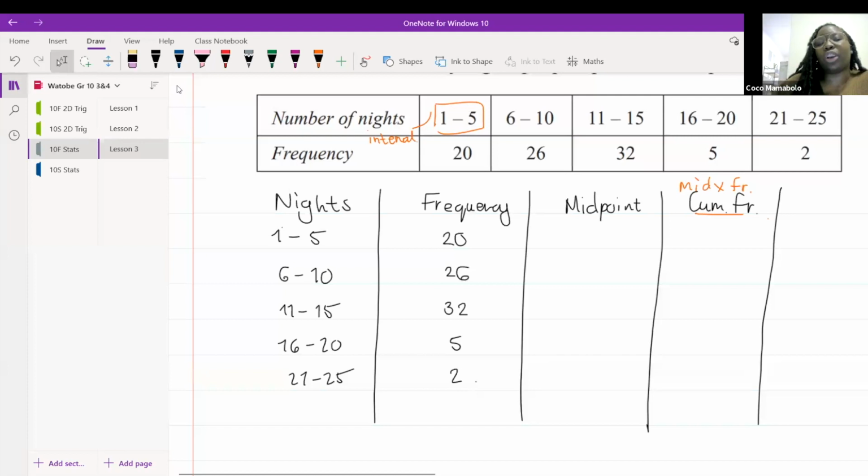So before we continue, I'm going to take your question in just a second. Who can remind me, how do we find the midpoint? Who remembers? How are we going to find the midpoint?